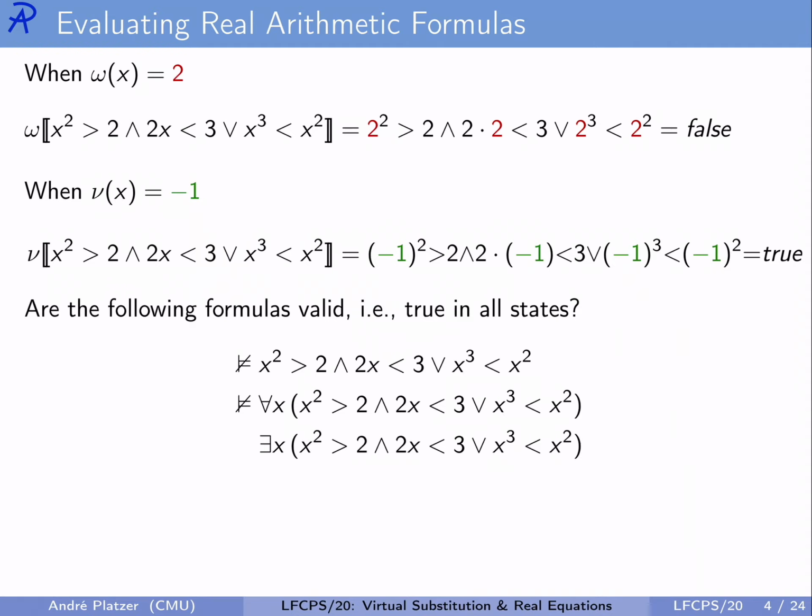Is that formula valid? So true in all states. And now the answer is yes, because there is a value for x, as we saw a witness here, -1, for which the formula is true.